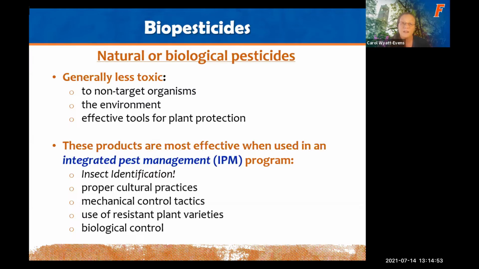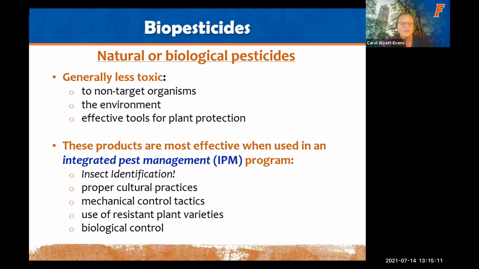So biopesticides are generally less toxic. They're less toxic to non-target organisms and to the environment. They're a very powerful tool to have in your landscape maintenance toolbox for controlling pest insects. And as I've already discussed, you want to use them as part of an IPM program.